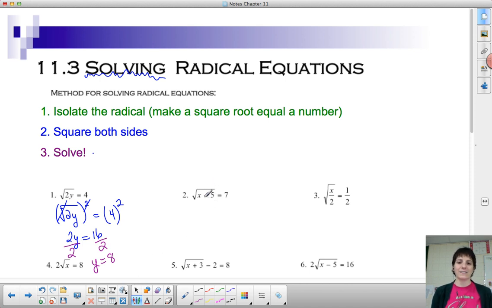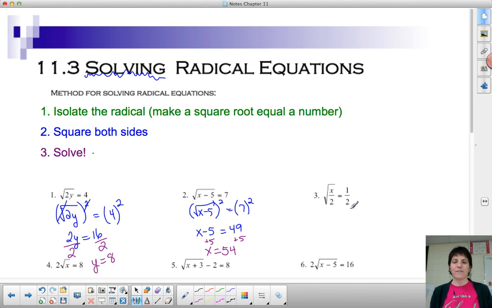The next one's pretty easy. Give it a try. Come back and check your work. I'm pretty confident that you did just fine. I am a little bit worried about problem number 3 because sometimes when you see fractions, you guys start to freak out. So let's work all the way through number 3 together.